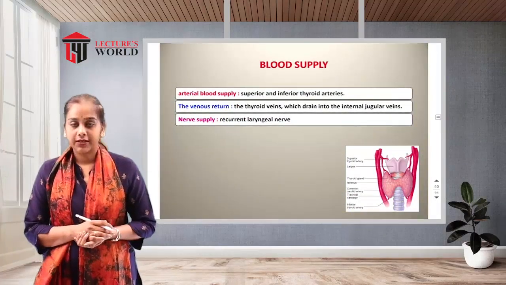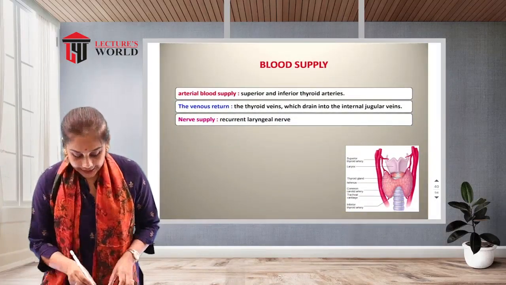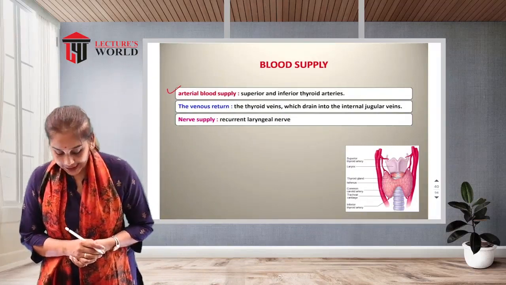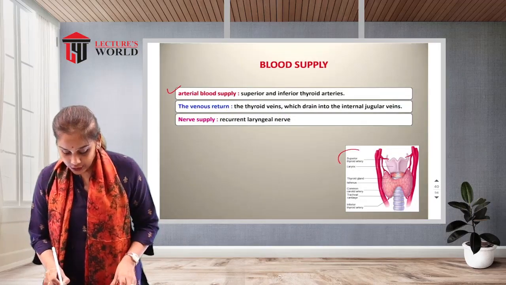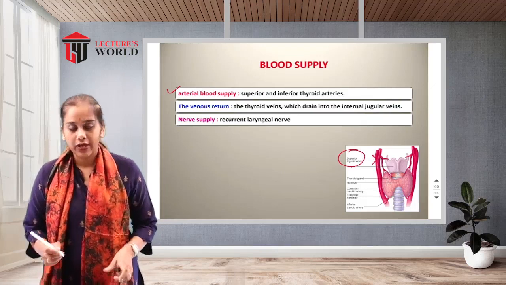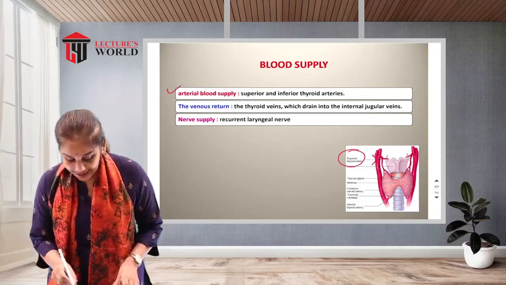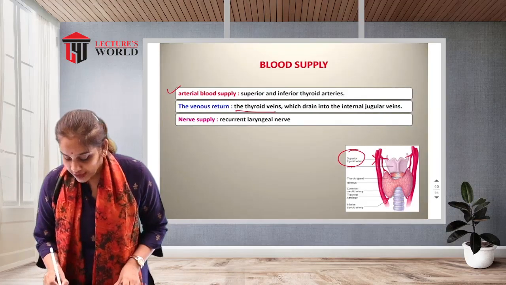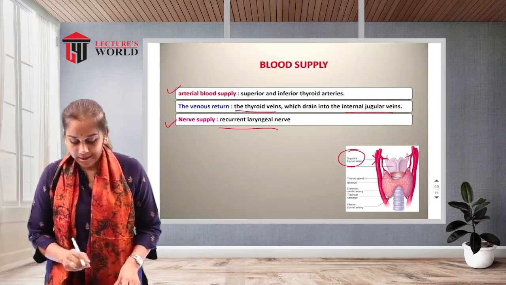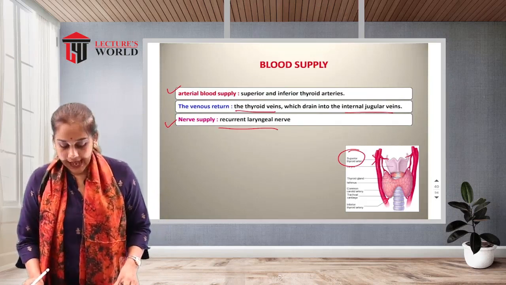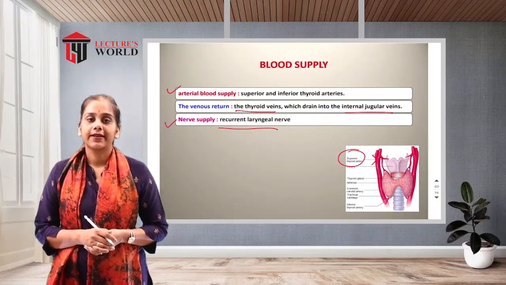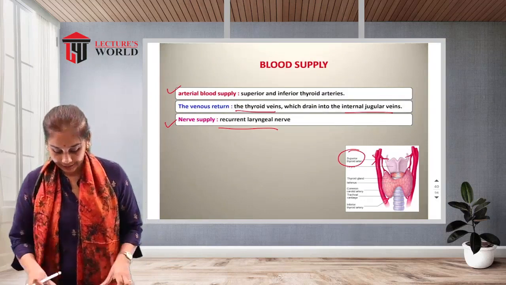Now we will see the blood supply of the thyroid gland. The first is the arterial blood supply, which is given by the superior and inferior thyroid arteries. And venous drainage is done by the thyroid veins, which drain into the internal jugular veins. What about the nerve supply? That is given by the recurrent laryngeal nerves.